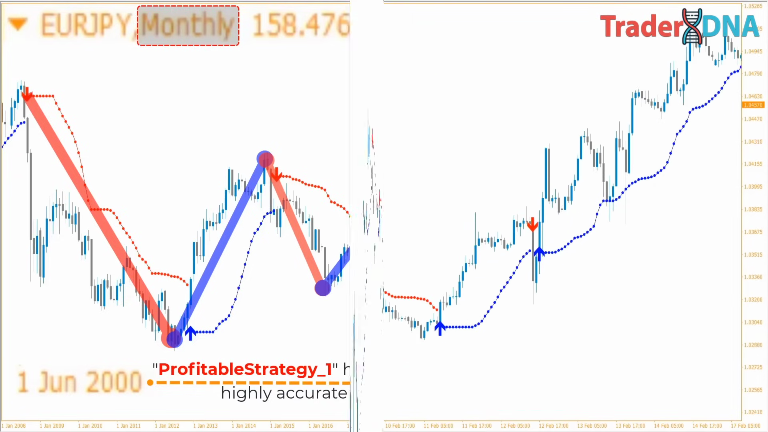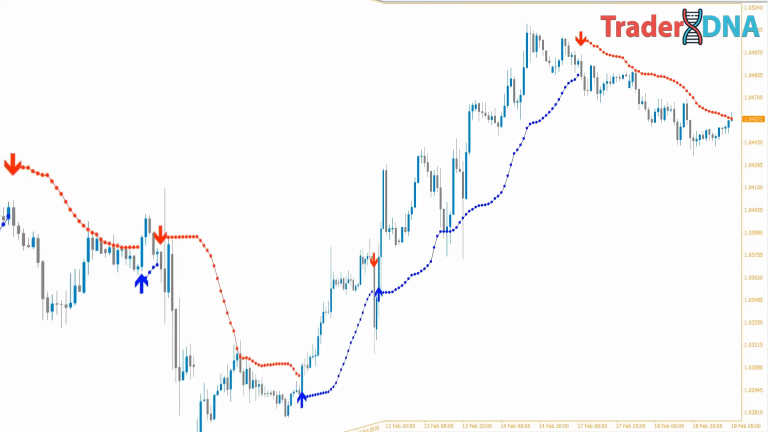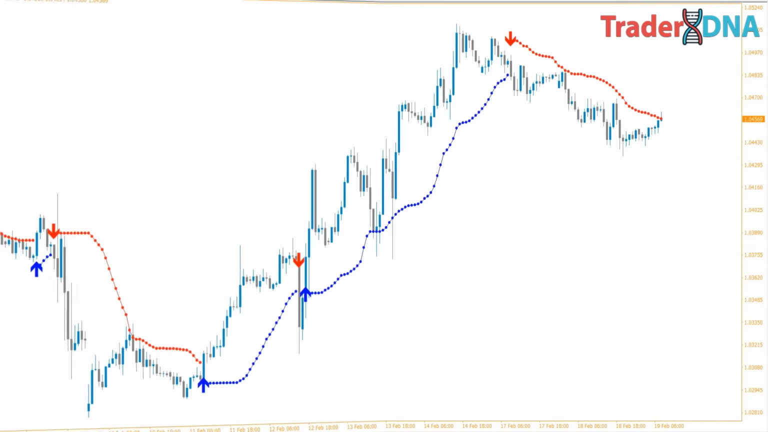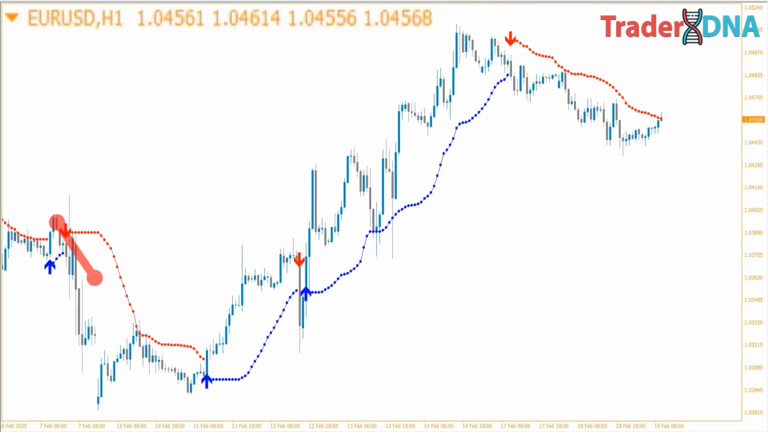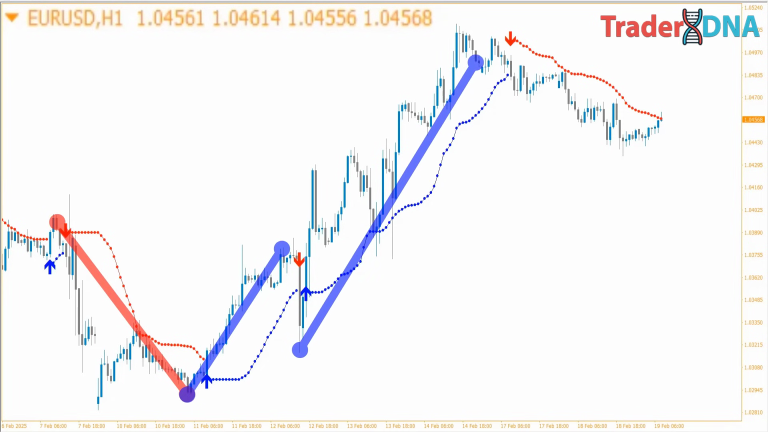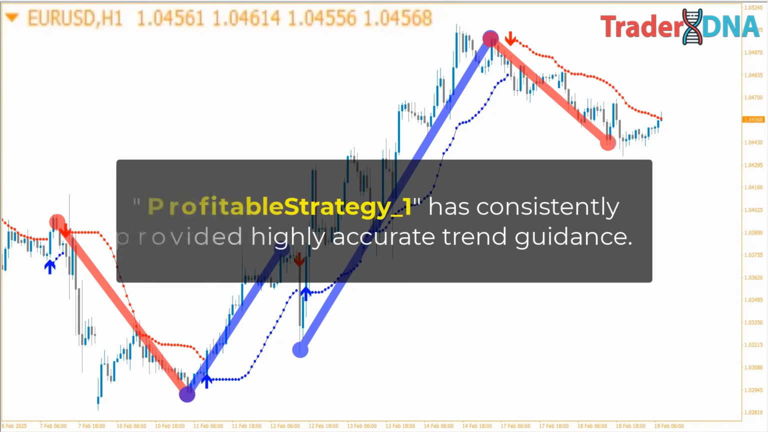Now, let's move on to the second example. This time, we're looking at a 1-hour H1 time frame. Take a close look at this chart from February 3rd all the way to today. You can see how Profitable Strategy Indicator 1 has provided highly reliable trading guidance. For me, this indicator has been an absolute game changer. It significantly simplifies market analysis and helps me execute entries with precision and confidence.